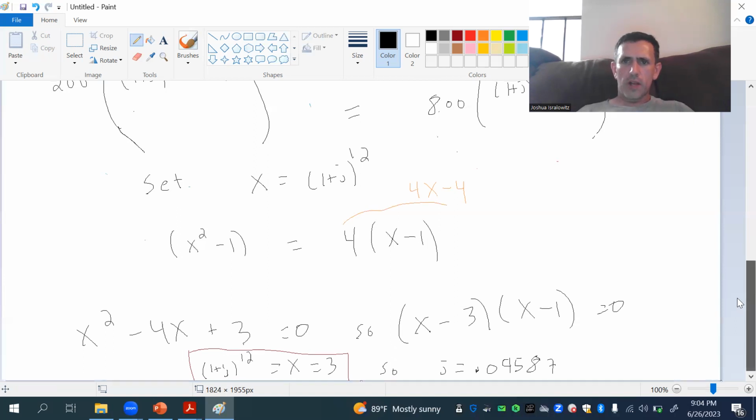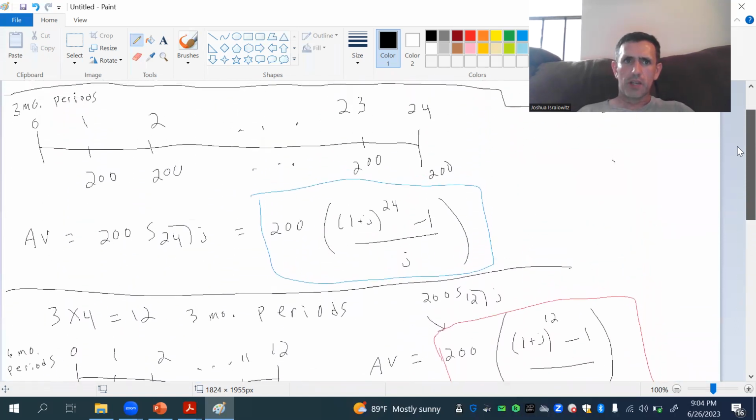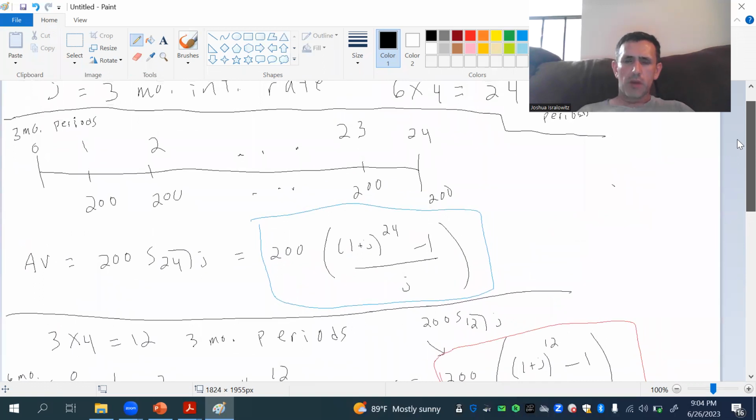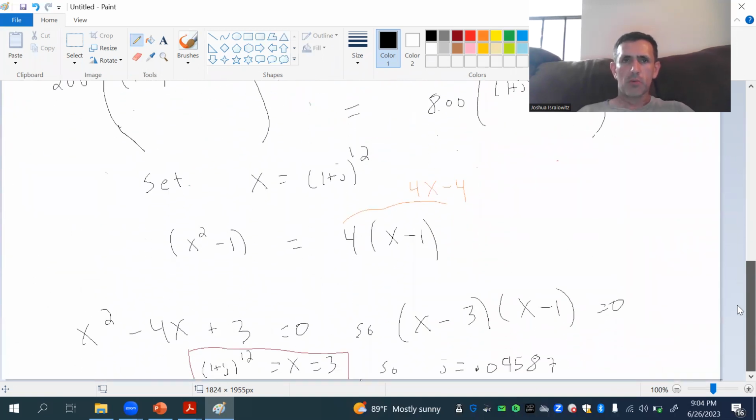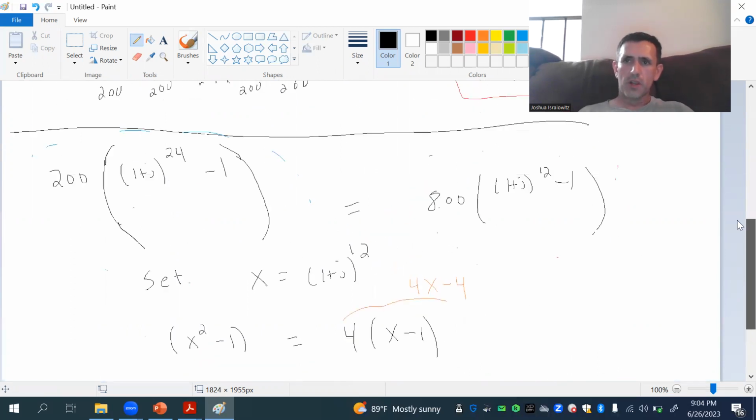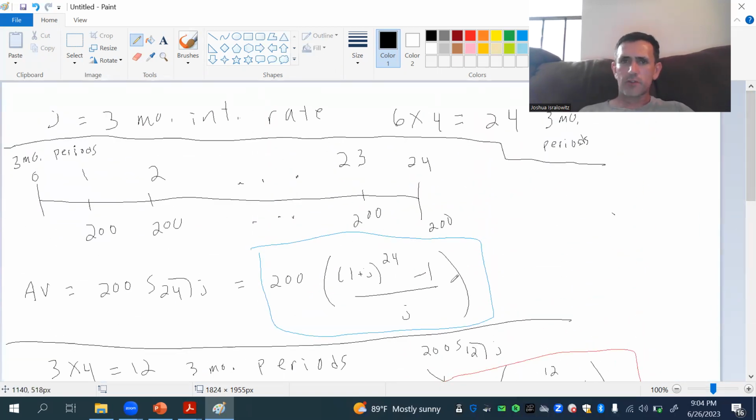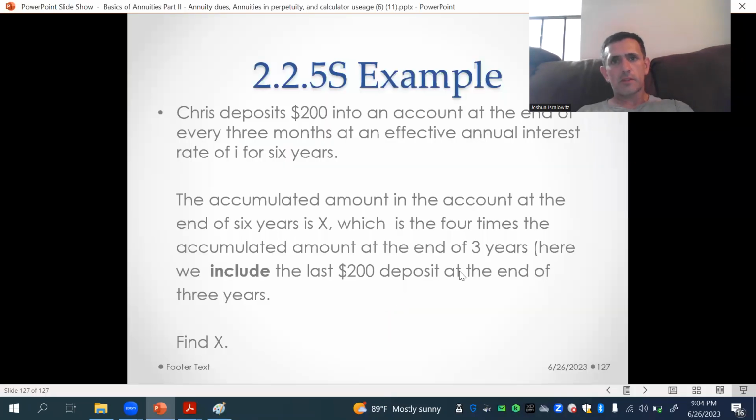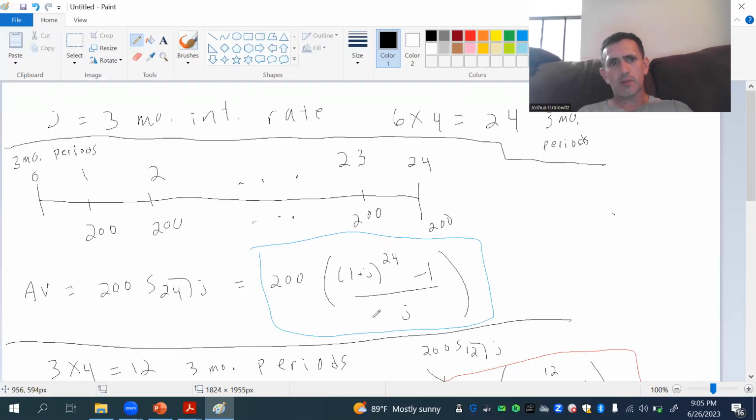All right, so last but not least, we can plug in. Oh, sorry. Yeah, now I remember why I wasn't going to do x as 1 plus j to the 12. Well, that's okay. So remember, the problem originally asks for this quantity here. That's basically what they're saying we want. You want the accumulated value after 6 years. That's this amount, accumulated value after 6 years.